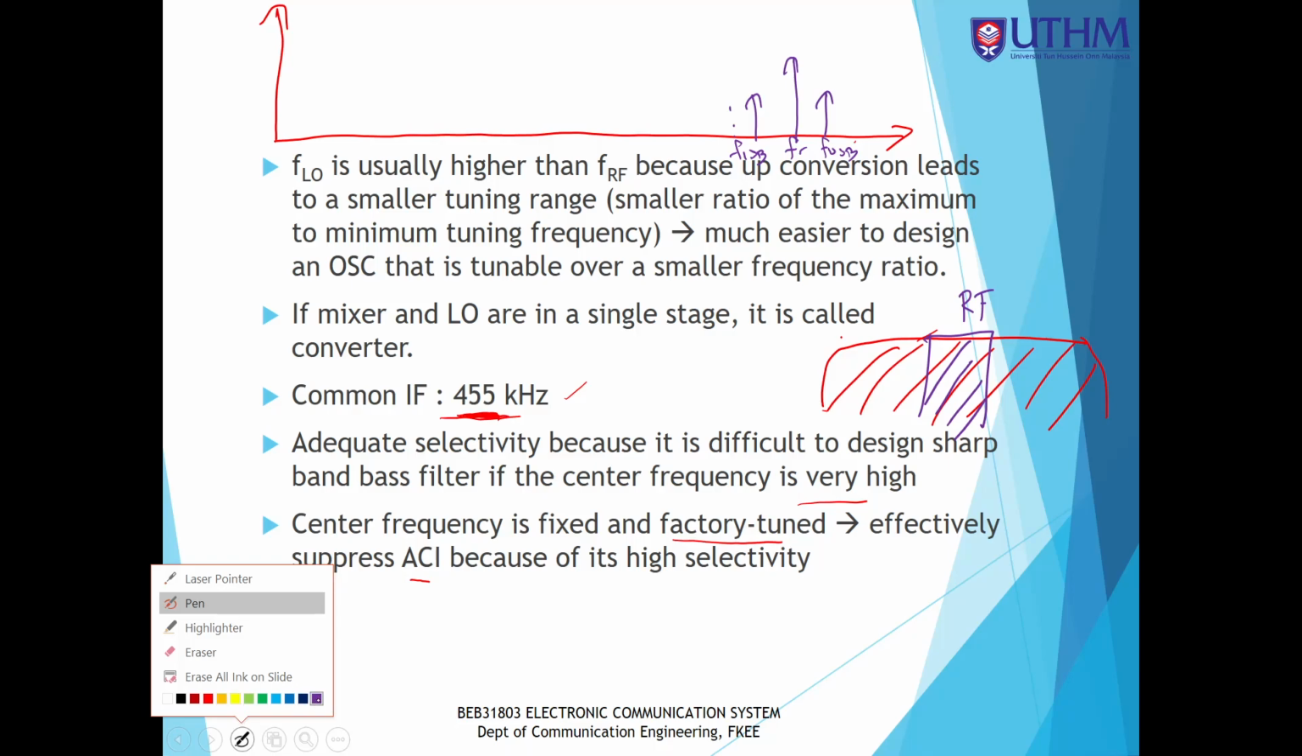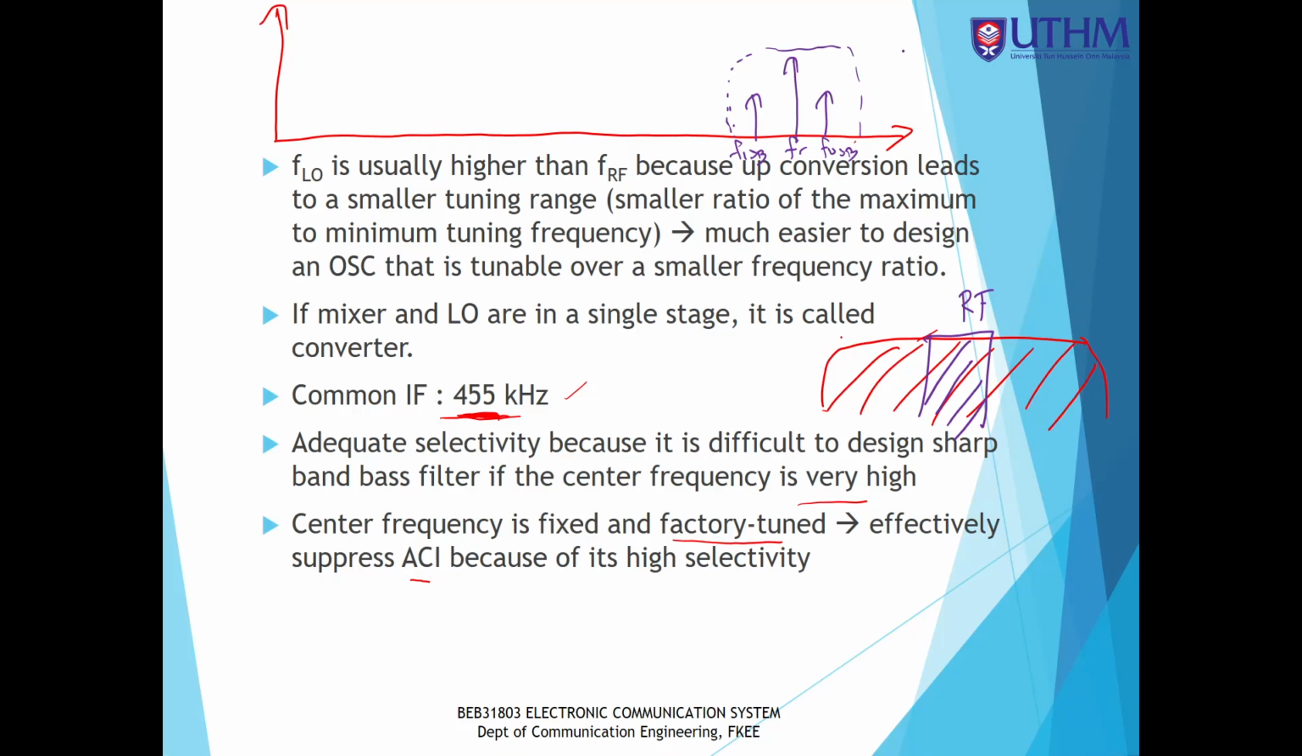So maybe I can draw it like this. This is the RF. Again, RF is within the AM frequency band, in kilohertz, and this will be down converted by the converter. So the converter will down convert into the intermediate frequency.